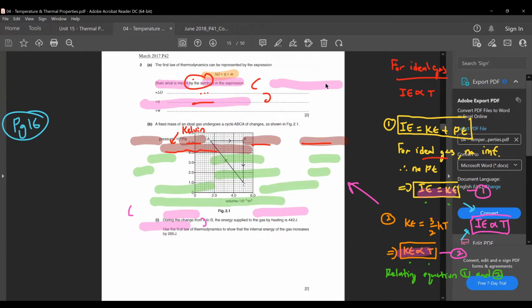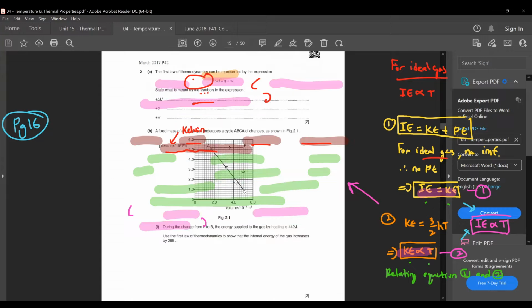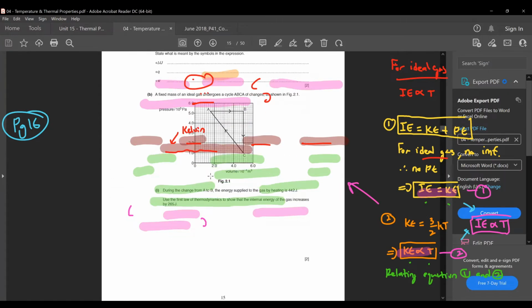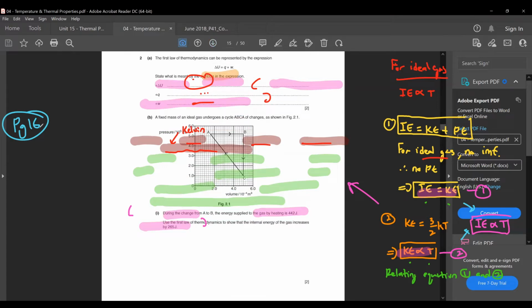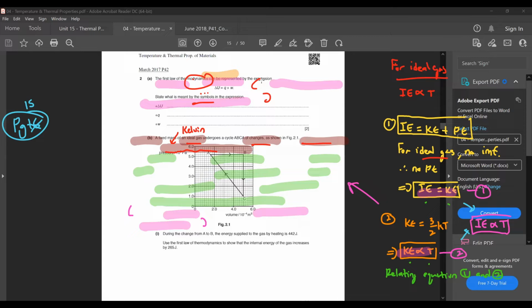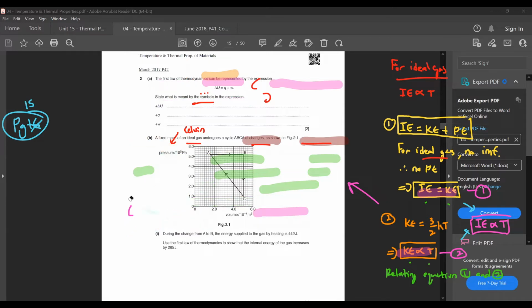Okay, page 16. Page 16 is actually the middle part of the question. It should have been page 15, sorry. Okay, have a look at page 15 of your worksheet. So let's have a look at page 15 of your worksheet.